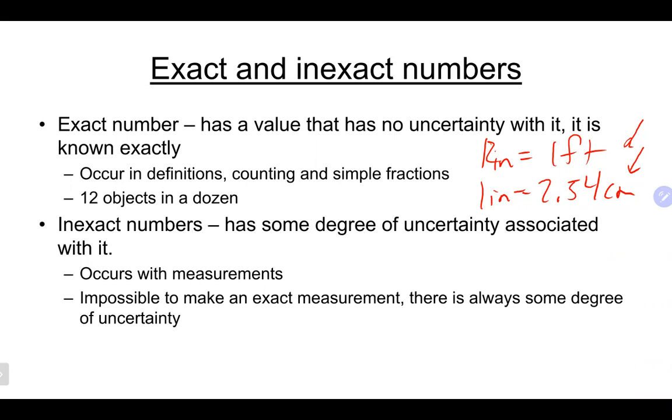And the other type of number that we come across is an inexact number, and that has some degree of uncertainty associated with it. And that's pretty much every measurement you take. Every measurement that you take will have some degree of uncertainty associated with it. The degree of uncertainty will depend on the piece of equipment that you're using. And when we do take a measurement, there are certain rules that we follow.